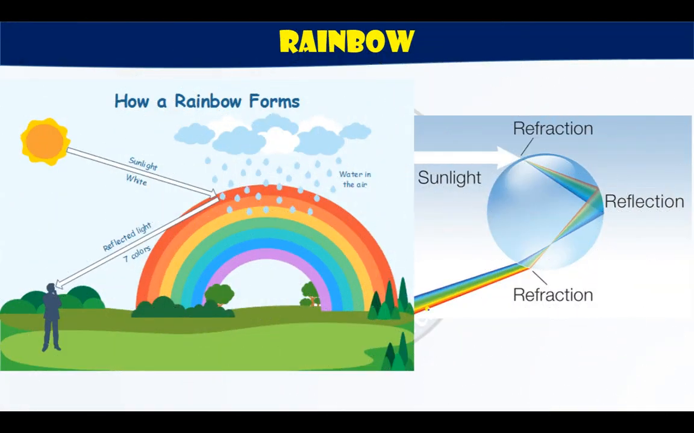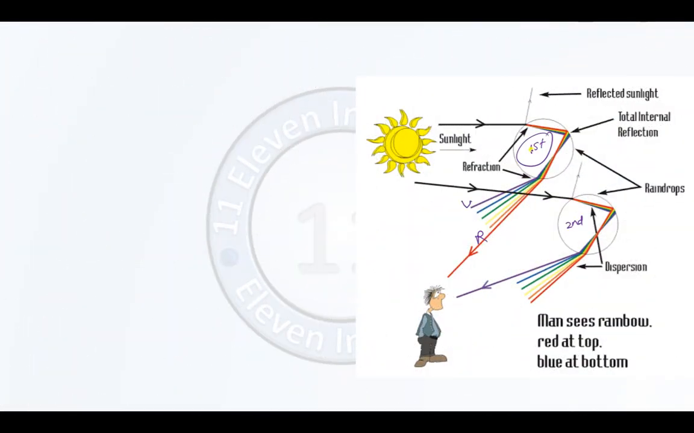Violet color is at the top, red color is at the bottom. Same thing happens here with this drop also. Now if there is a second drop, same thing will happen. The phenomenon which occurred over here, same phenomenon will occur over here also. And here also we get violet over here and red at the bottom. Now many such drops are there. What we finally see is red color coming from here and violet color coming from here.